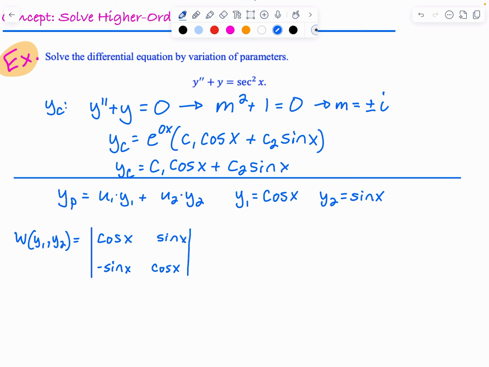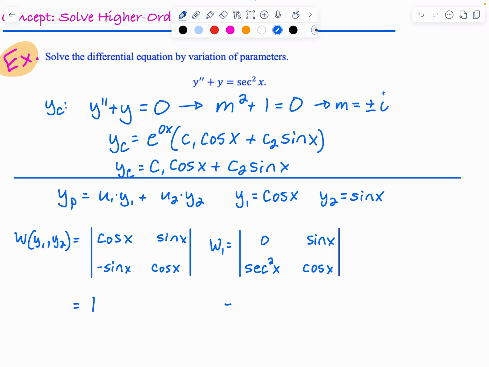All right, if you were to take your determinant there, cosine squared, and then you can see a minus, but it's going to be a minus negative, so it's a plus. So we get cosine squared plus sine squared, we get a nice pretty 1. All right, we're going to find W1 now. W1, remember, we just put 0, and we put the function that was on the right side up there. And then sine x, cosine x.